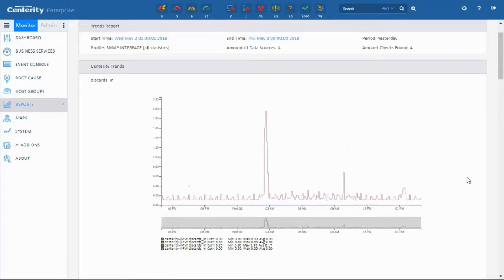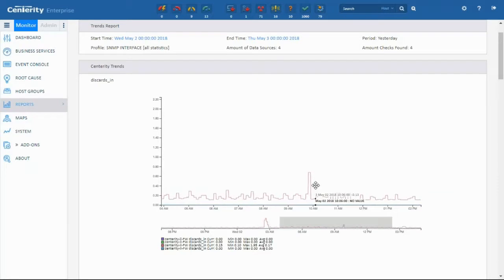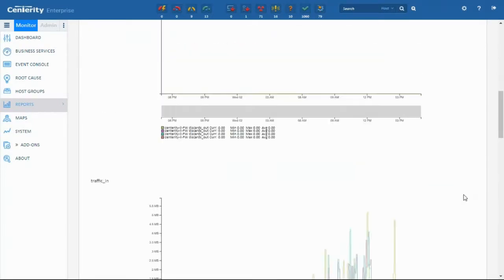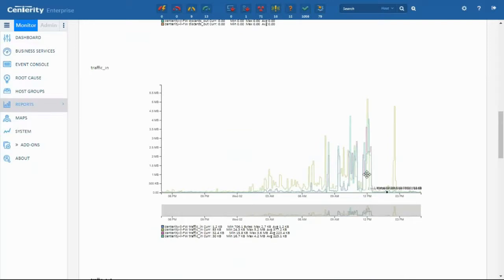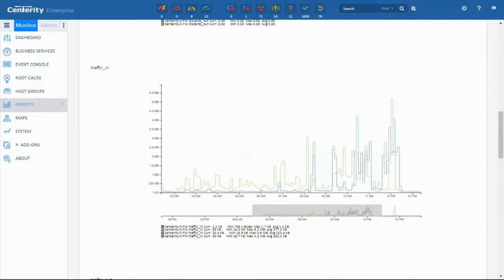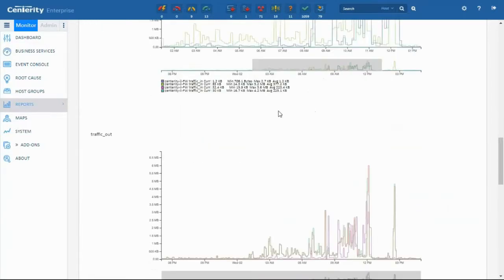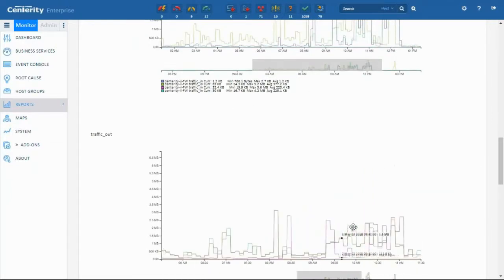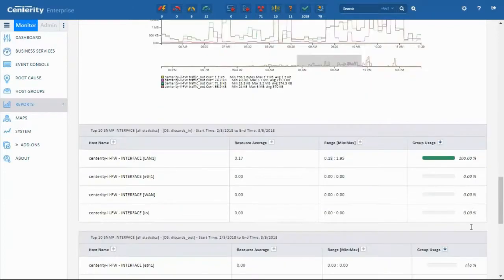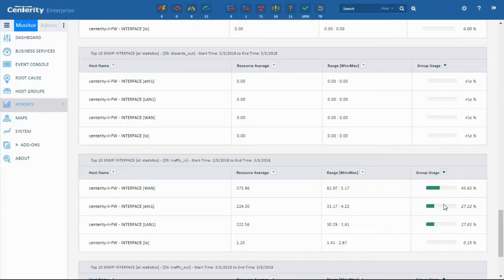So here we're just looking over the past. This is just a daily report, but we can get a bit granular here and see the discards in for this interface. And then you can see the traffic in and out over a few different ports. Here you go as well. And then you can see at a higher level the status or the usage over that same amount of time.